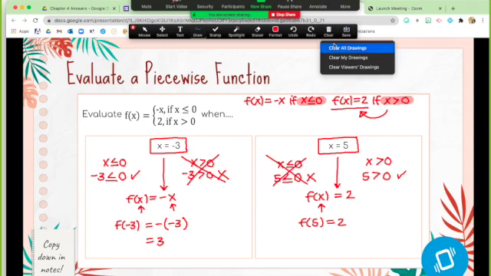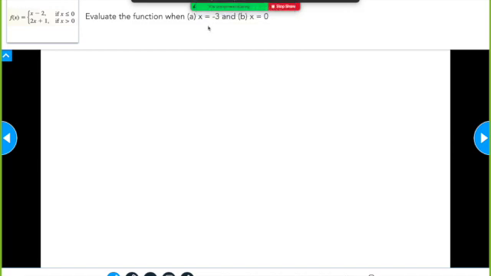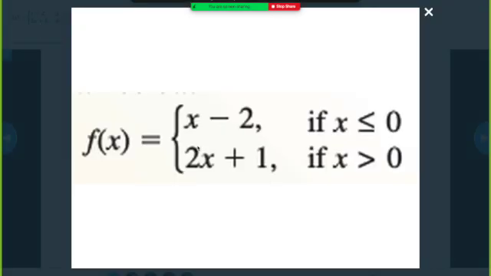So let's try it out. Let me move things so that you can actually see what the question is. The question is asking us to evaluate the function when we have x equaling negative 3 and x equal to 0. And this is the piecewise function that we're given, where f of x is equal to x minus 2 if x is less than or equal to 0. And then we also have f of x is equal to 2x plus 1 if x is greater than 0.